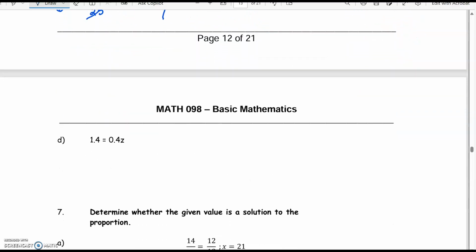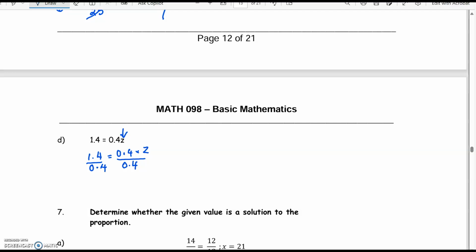1.4 equals 0.4z, just decimal numbers, but the idea is the same. Z is the unknown number, and we have to solve for z, which means get z by itself. 0.4 is multiplied to z. The opposite of multiplication is division. So in order to cancel it, we need to divide the right side and the left side with a 0.4.